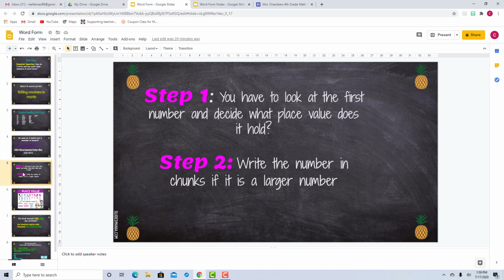You need to remember there are two steps. Step 1, you have to look at the first number and decide what place value does it hold. Another way I heard about this is think of place value as last names. I'll talk more about that in the next slide. Step 2, write the number in chunks if it's a larger number.